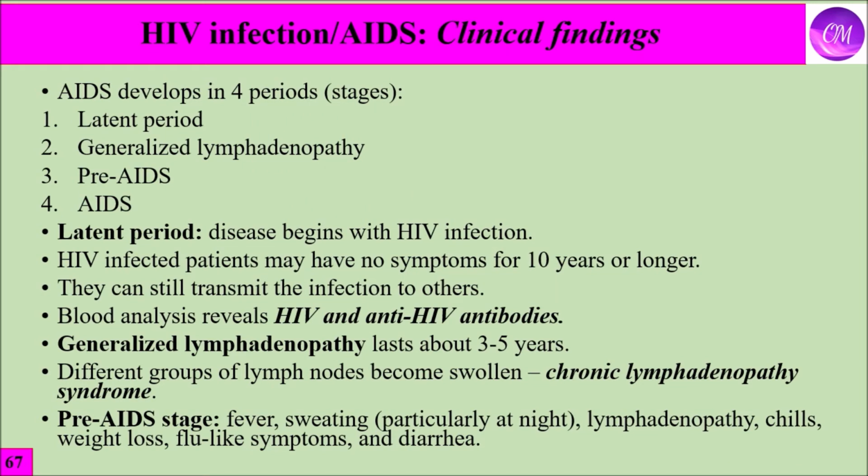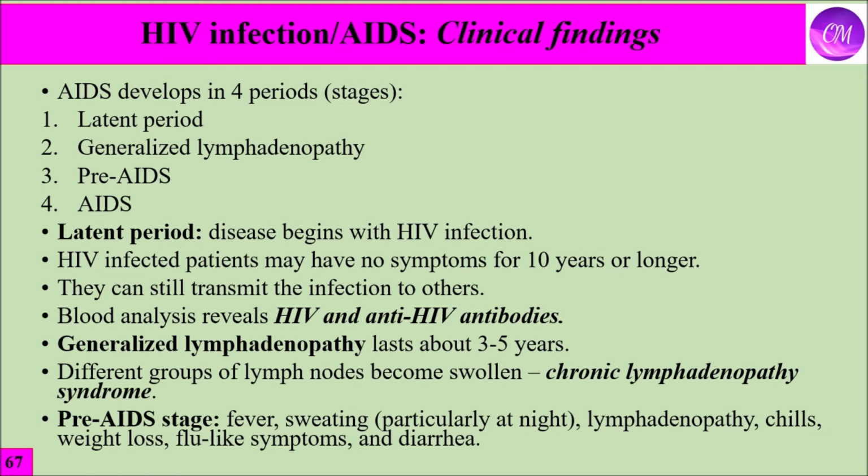The clinical findings of HIV infection. AIDS develops in 4 periods or stages: latent period, generalized lymphadenopathy, pre-AIDS, and AIDS periods. Latent period: the disease begins with HIV infection. HIV-infected patients may have no symptoms for 10 years or longer. They can still transmit the infection to others. Blood analysis reveals HIV and anti-HIV antibodies. Generalized lymphadenopathy lasts about 3 to 5 years. Different groups of lymph nodes become swollen.